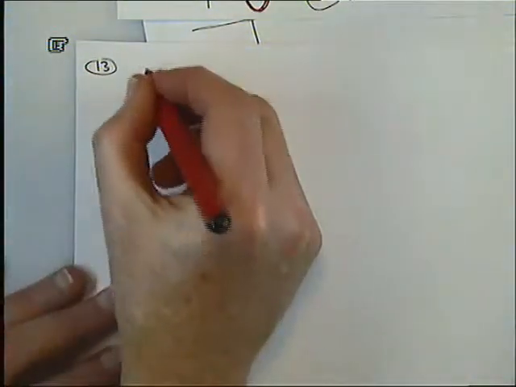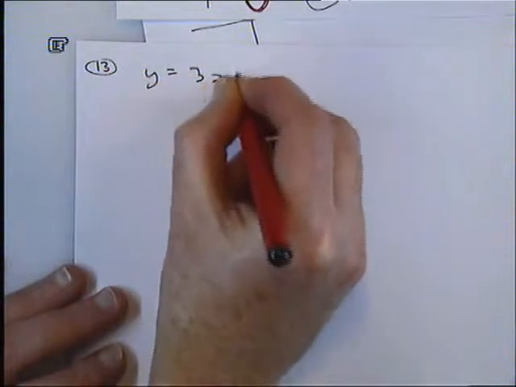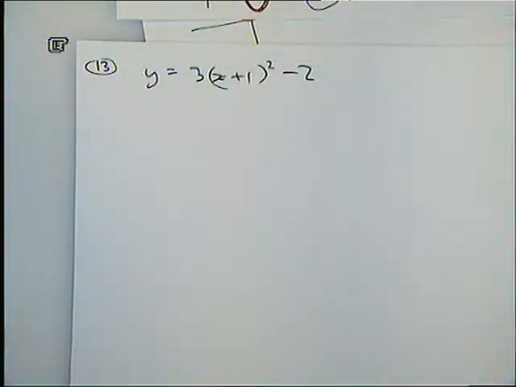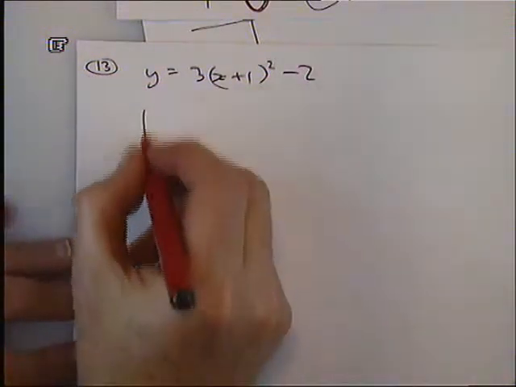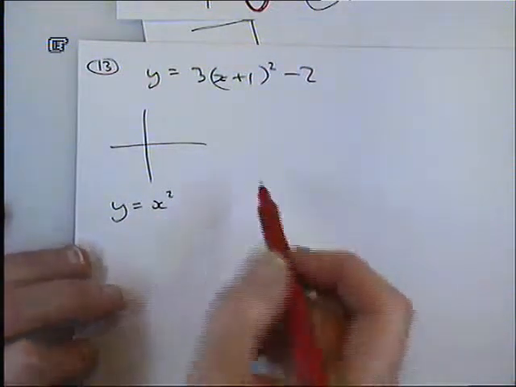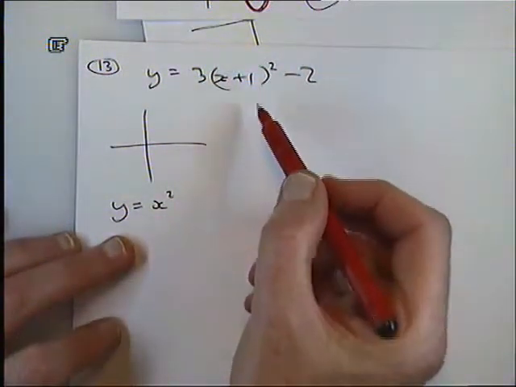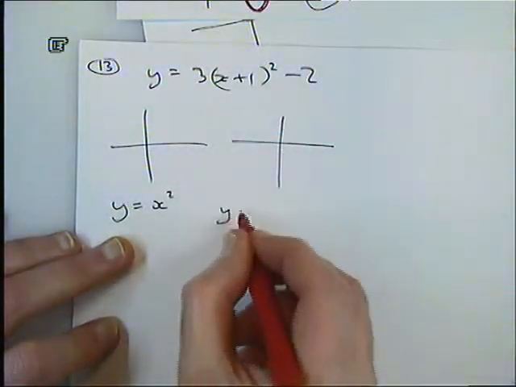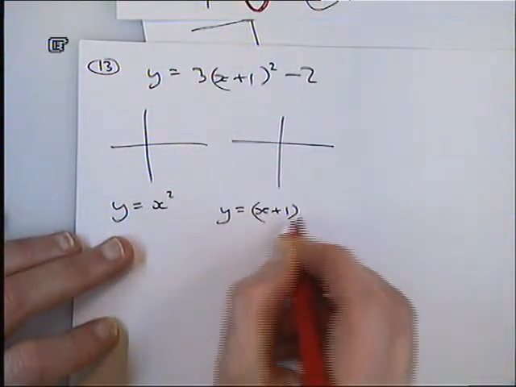Right, okay, next one. Here we go. Y equals 3 times x plus 1, all squared, minus 2. If you've got to do something like this in the exam, I would start off with, it's based around y equals x squared. What's the first thing that has happened to the x squared up here? Yes.